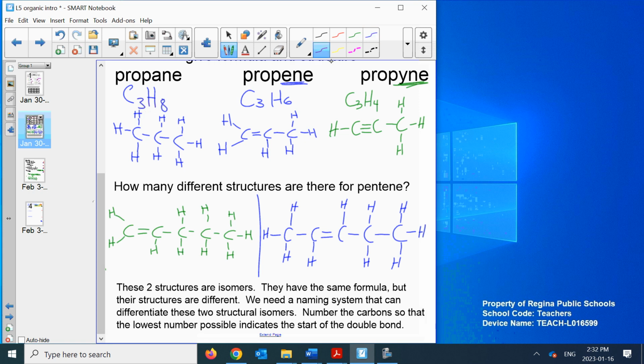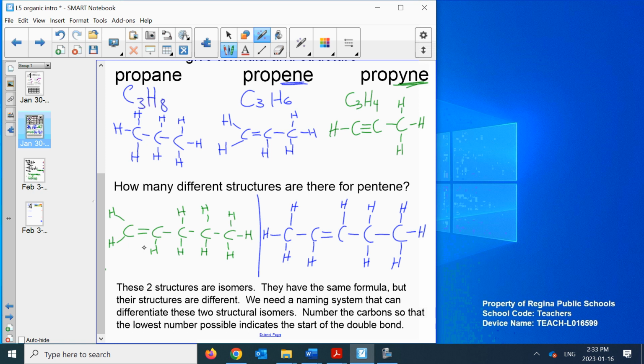I'm thinking, and I don't normally include this on here, I go 1, 2, 3, 4, 5. If I number it like this, the first carbon has the double bond, right? If I numbered it from right to left, in this case, between the 4th and the 5th, that's not the lowest possible. So you can number right to left, left to right, whichever one gives you the lowest number at the double bond. Okay? So it's pretty obvious in that case, number 1, 2, 3, from the left.